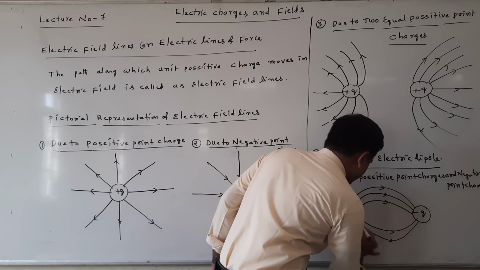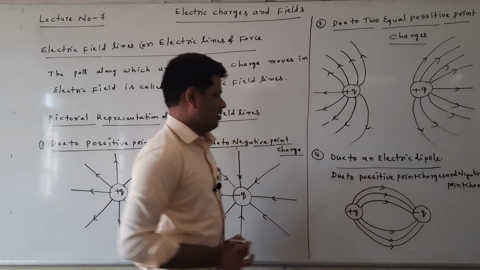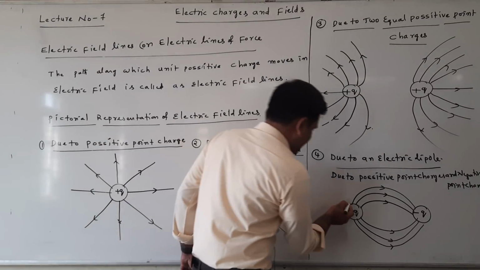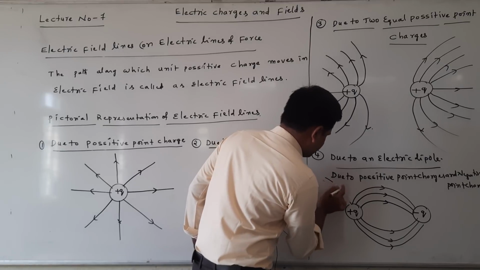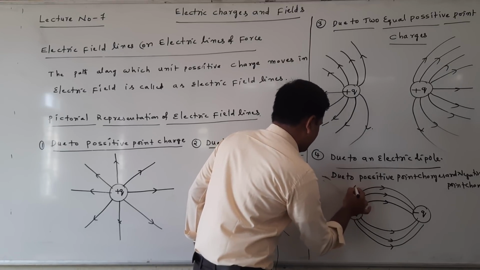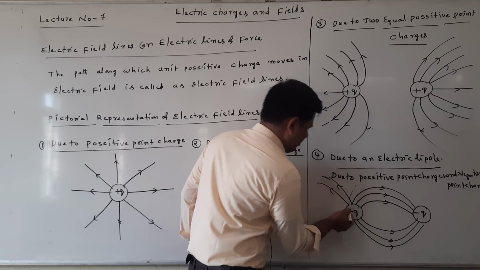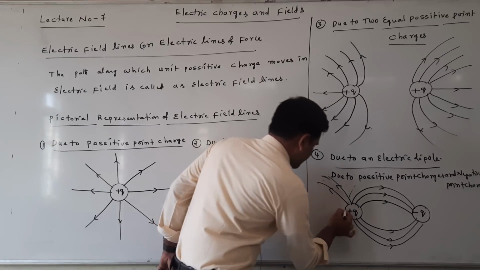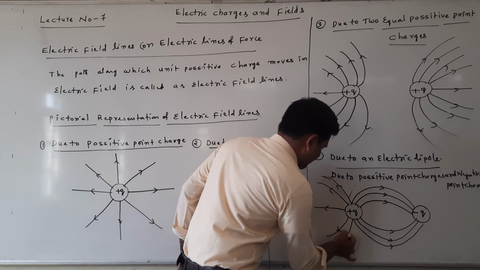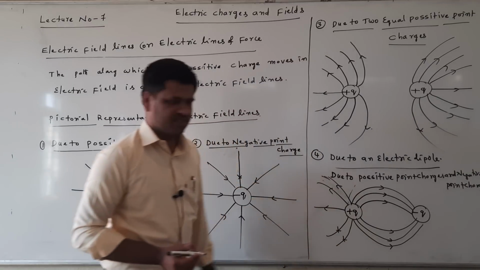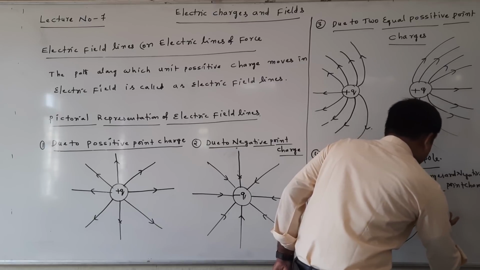Why? In between, the attraction force is more. But here, the attraction force gradually decreases. That's the reason the electric field lines come like this. Here, gradually, the field lines go away from the plus q charge. Here it is a straight line because there is no attraction force. Here, away from the plus q charge. Here also towards the charge, because here also the attraction force is less.